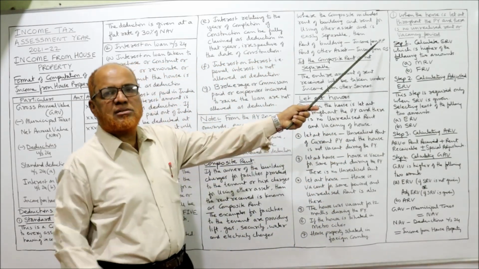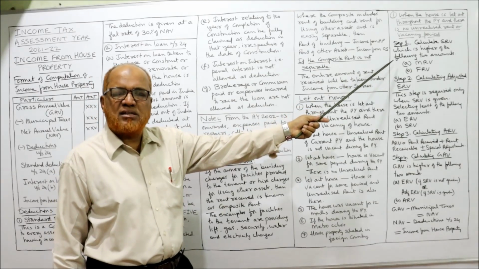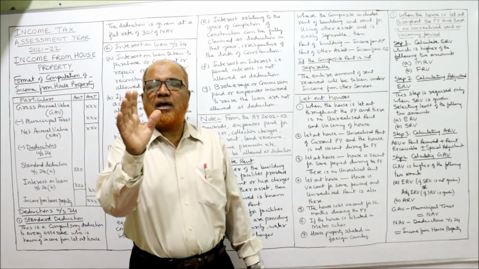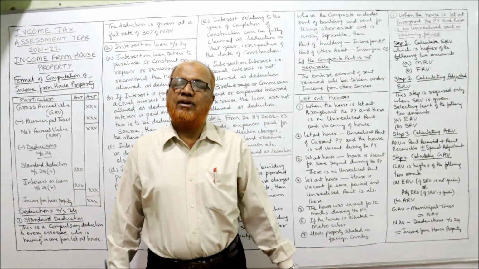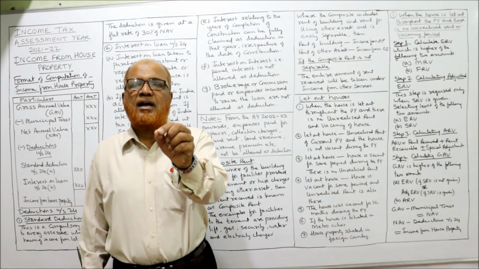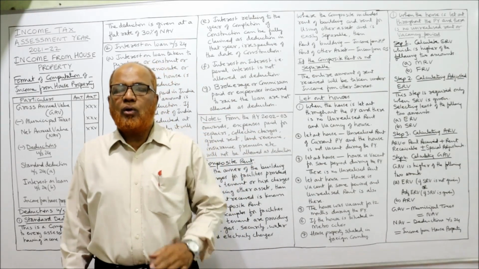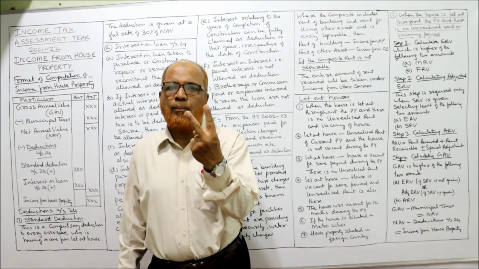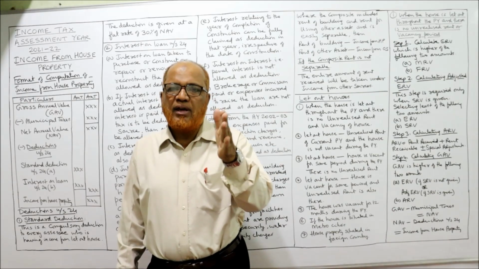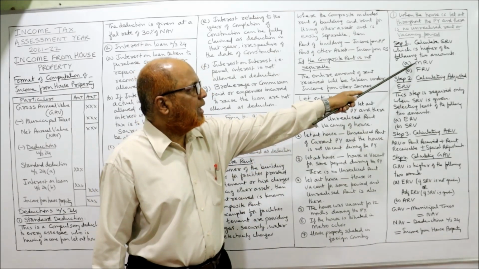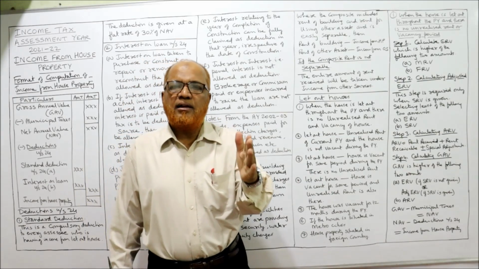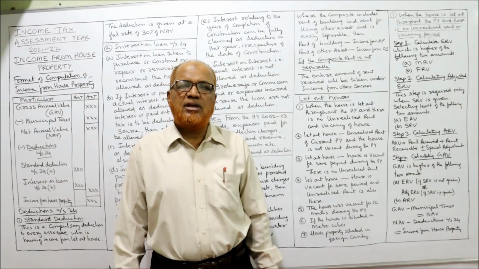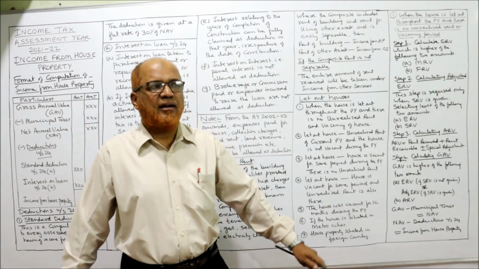Now, if the house is let out throughout the previous year, no vacancy period, no unrealized rent, then step 1, calculate ERV. Remember carefully, calculate ERV. ERV stands for expected rental value. The ERV is the higher of the following 2 amounts. Only 2 amounts you have to compare, that is MRV and FRV, municipal rental value and fair rental value. The higher of these 2 amounts is called expected rental value.